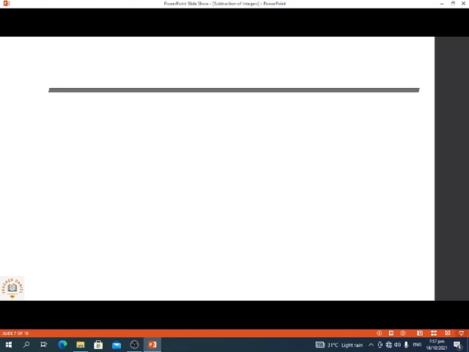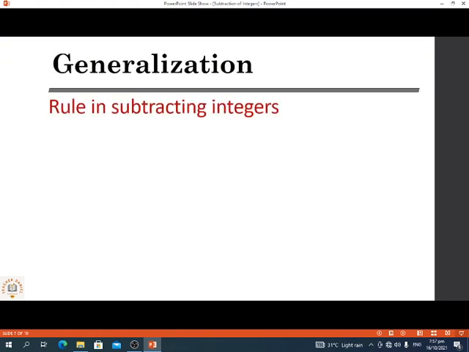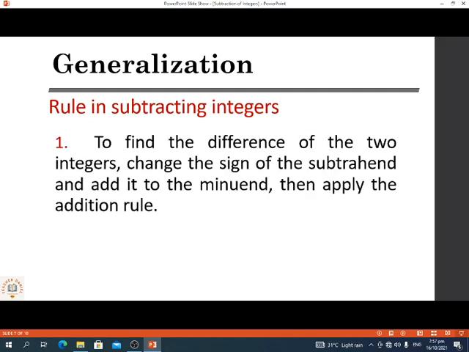Okay, so let's have the generalization. Rule in subtracting integers. To find the difference of the two integers, change the sign of the subtrahend and add it to the minuend. Then apply the addition rule. Or we have the abbreviation for this rule, and that is called the KCC. K means keep, C means change, and C means change. Keep, change, change. So let's try.